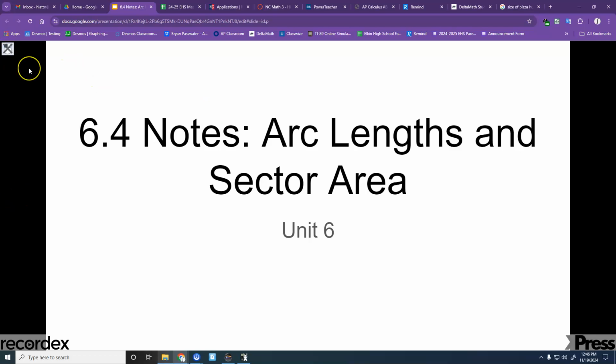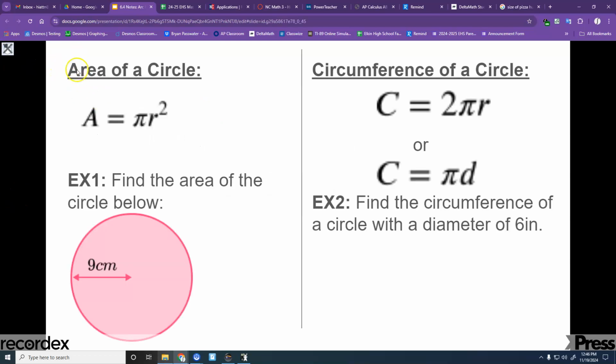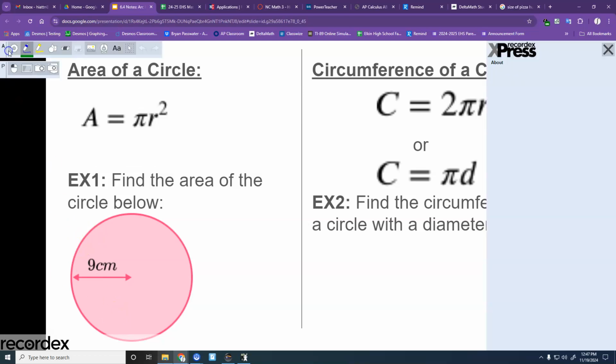So let's look first at area of a circle and circumference of a circle because you have to know those in order to be able to do the area of the sector or the arc length. So if we have a problem like we see here, find the area of the circle below. Area is just pi times the radius squared. So if we are looking for the area of this circle here, we will just do pi times 9 squared.